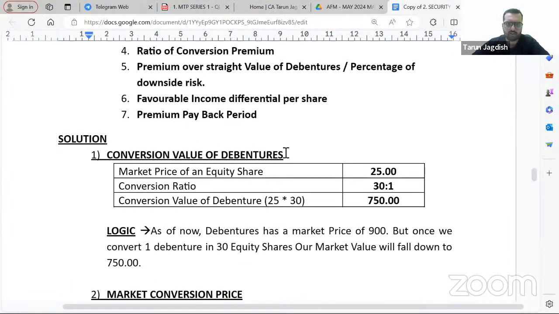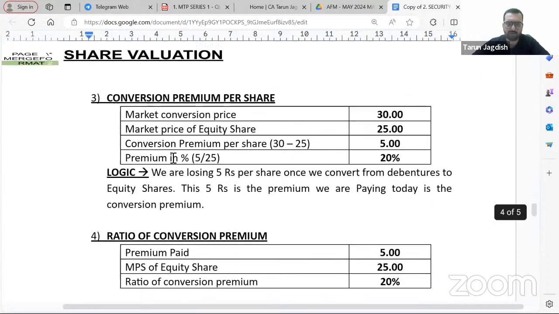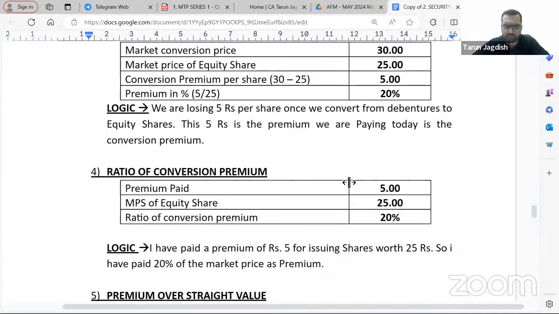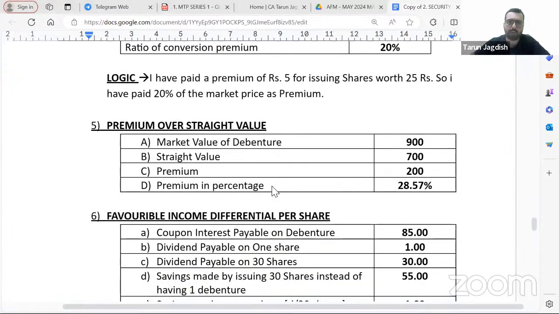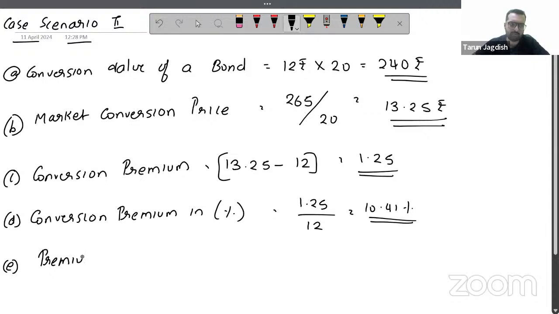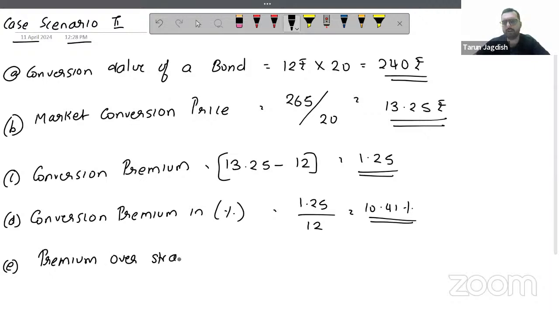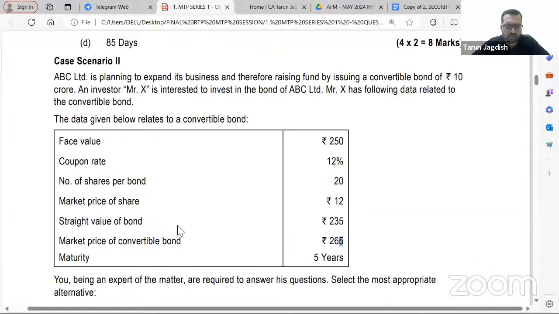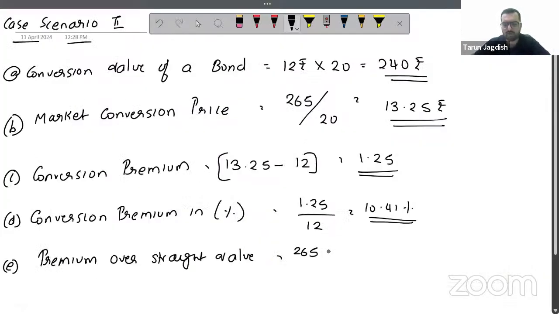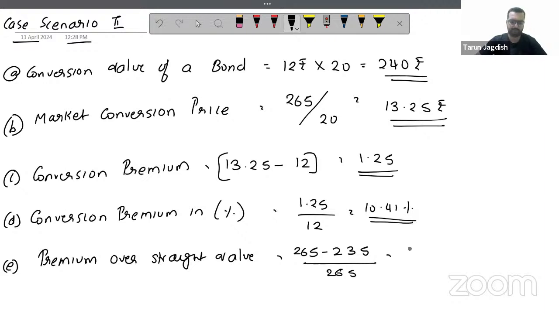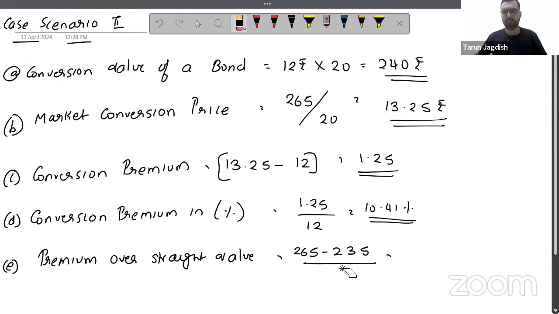We learned conversion value of debenture, market conversion price, full logic also I have given over here, friends. Conversion premium, percentage, premium over straight value. That is the next thing that we will have to find out. So now tell me how much is the premium over straight value? What is the straight value they have told? 235. But the market price is 265. So you will do 265 minus 235, divided by 235. That is because the premium over straight value means you should take 235.